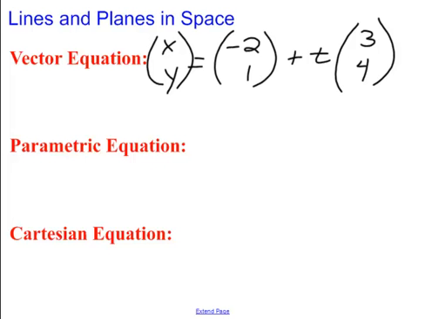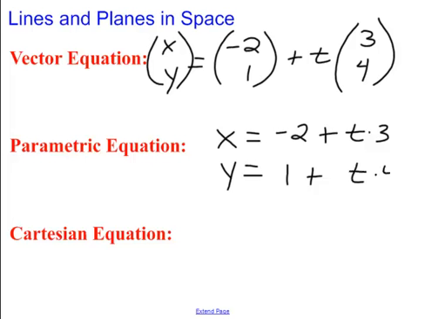And once you have your vector equation, you can very quickly move into your parametric equation, which is what we actually came up with before. My x equals -2 plus t times 3, and my y equals 1 plus t times 4, or 4t, either way you want to do that.